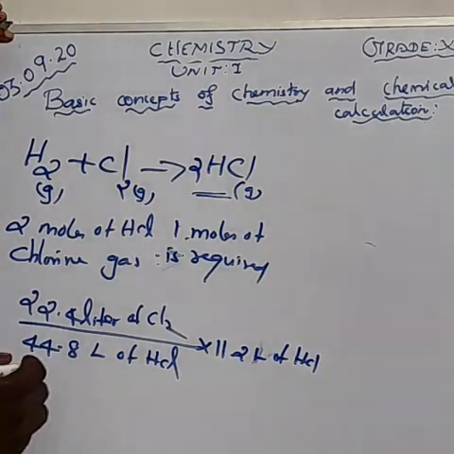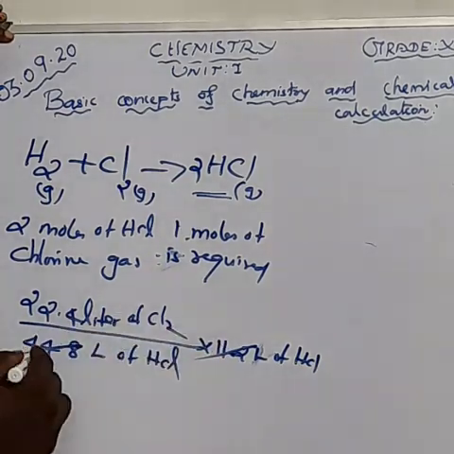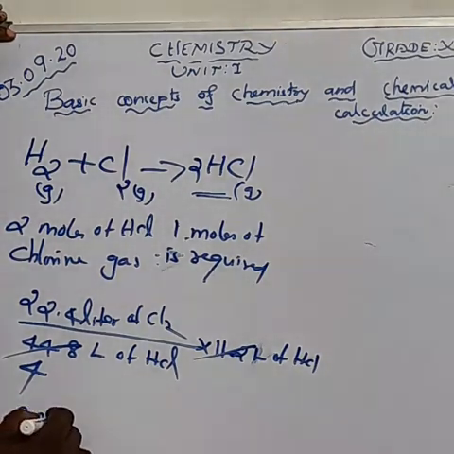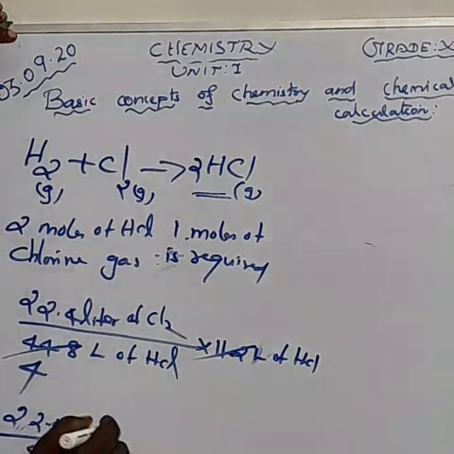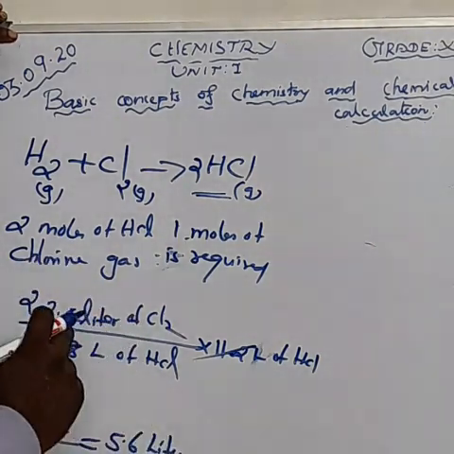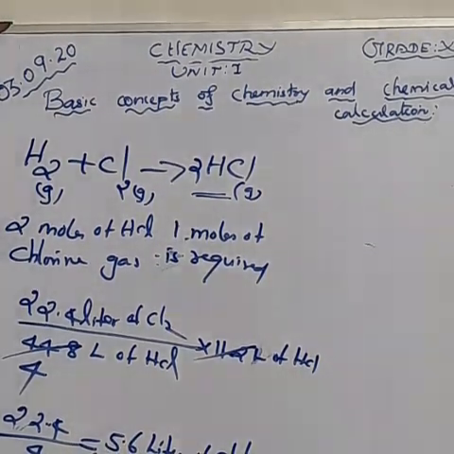Okay, now which are the factors cancelling? These 2 and the 11.2 can be used as 4. So 22.4 divided by 4 is approximately equal to 5.6 liters. 5.6 liters of chlorine is required. Okay.